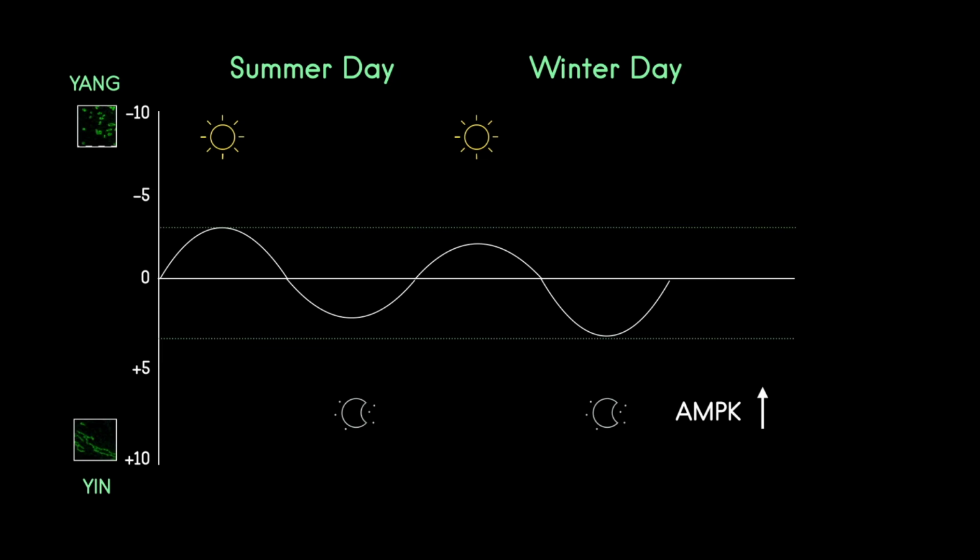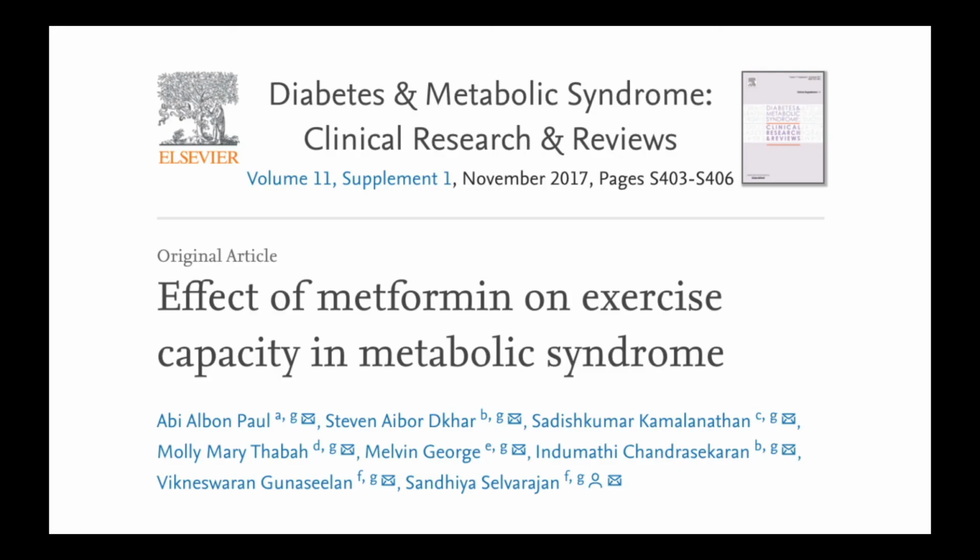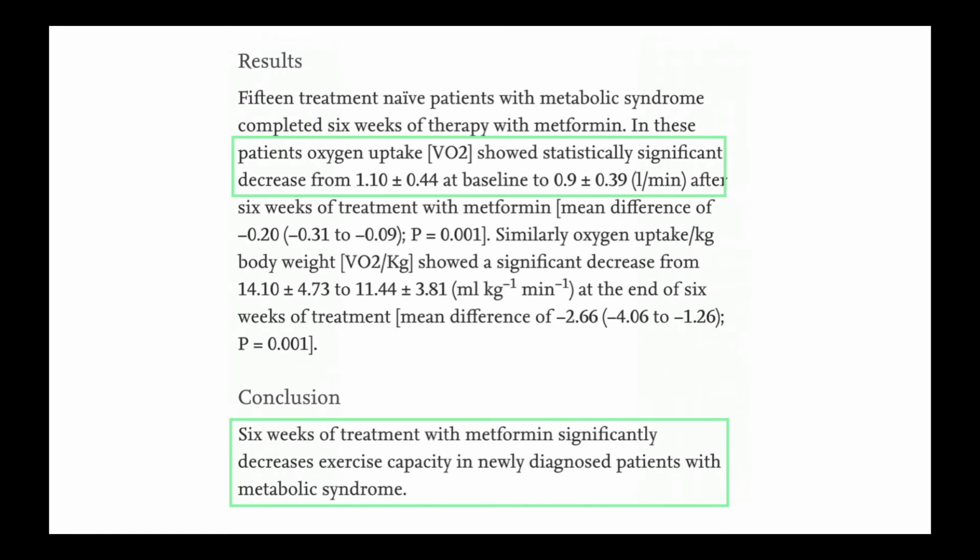But the problem is that by forcing the body into a winter metabolism, then you have other effects. So for example, this study showed that metformin causes exercise intolerance. And so they looked at patients who were just put on it, and it decreased oxygen uptake, and it showed other issues. So 6 weeks of treatment with metformin significantly decreases exercise capacity in newly diagnosed patients with metabolic syndrome.